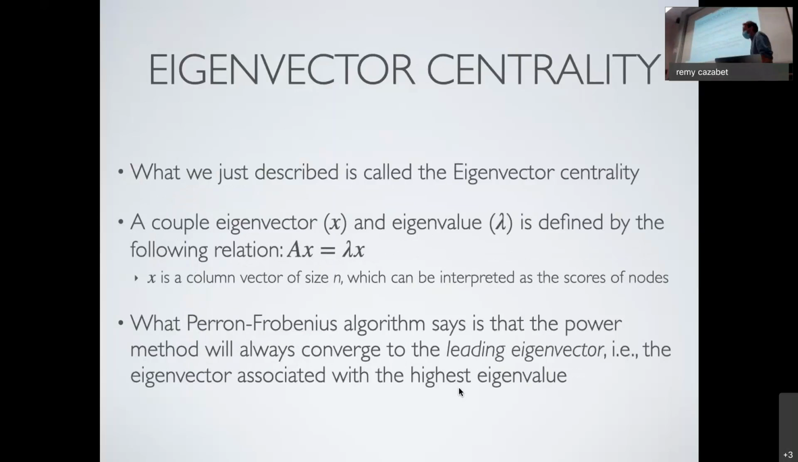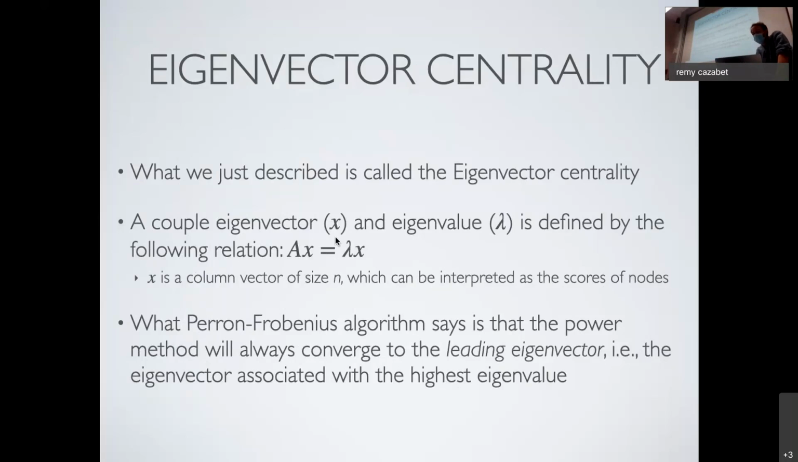So this is what eigenvector centrality is, and it's called this way because it's very simply described in terms of eigenvectors. For those who don't know what an eigenvector is, don't worry about that. But if you know, then it's very simple to understand. You have a couple. We define a couple between eigenvector and eigenvalue by the following relation.